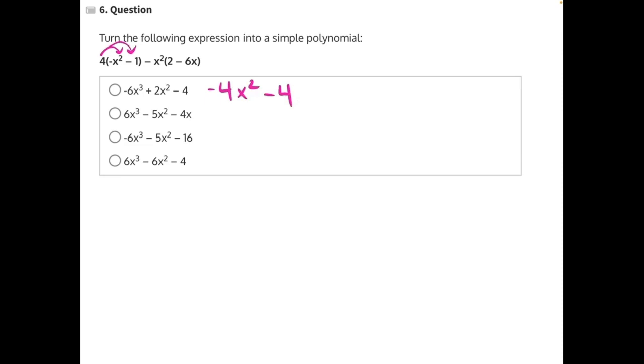Moving on to the second binomial, we could multiply negative x squared to 2, which would give us negative 2x squared. And then we'd have negative x squared times negative 6x. Same signs will yield a positive result. So we'll have positive 6x cubed, because when we are multiplying variables of the same base, we will add their exponents together. 2 plus 1 will give us 3.